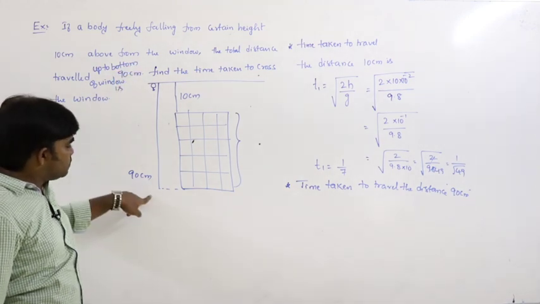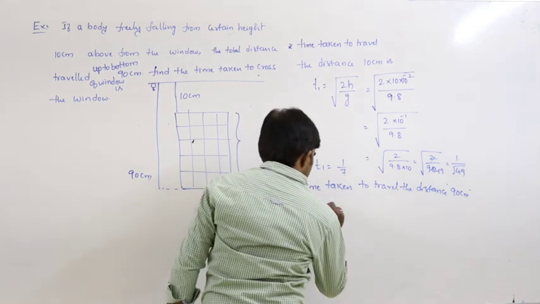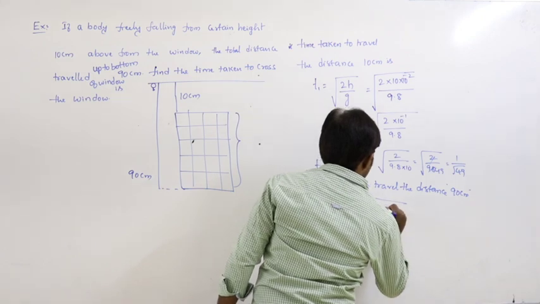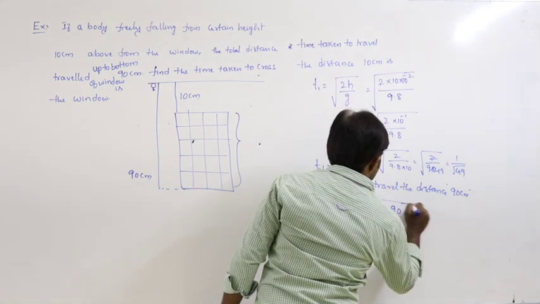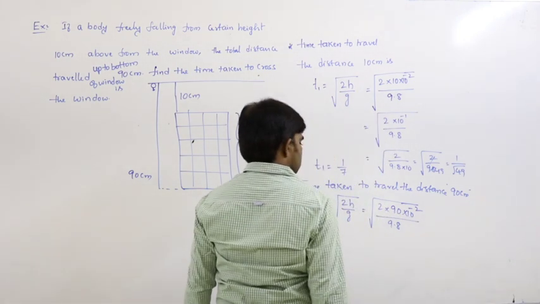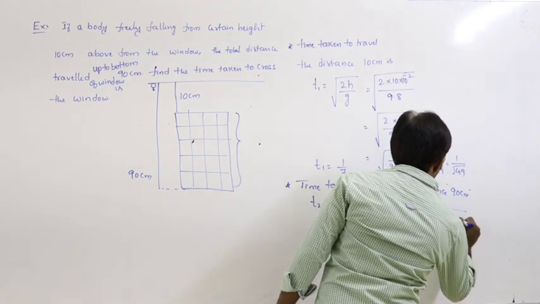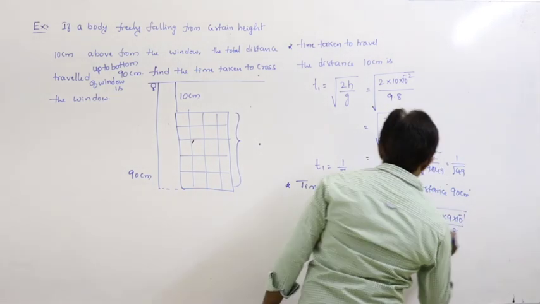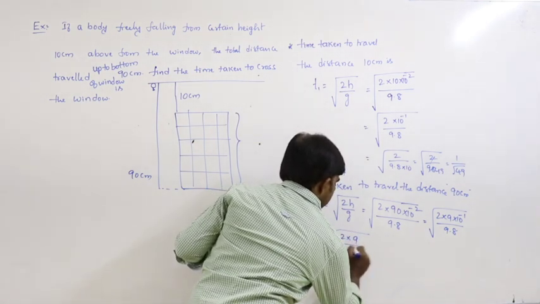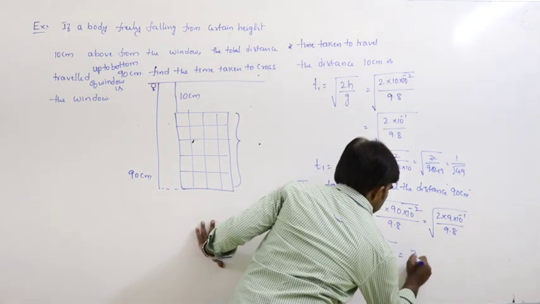So from this position to this position, total distance is 90 centimeters. Here the time taken T2 is equal to, again, under root 2h by g. Under root 2 into h, h is 90 centimeters. Centimeters converts into meters, 10 power minus 2, divided by 9.8. 90 into 10 power minus 2 is 9 into 10 power minus 1 divided by 9.8. So that is equal to under root 2 into 9 by 98, root 9 by 49. So that is 3 by 7.